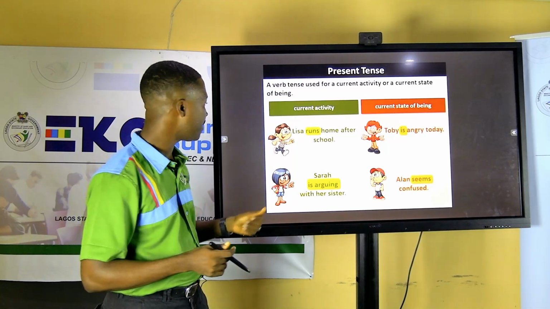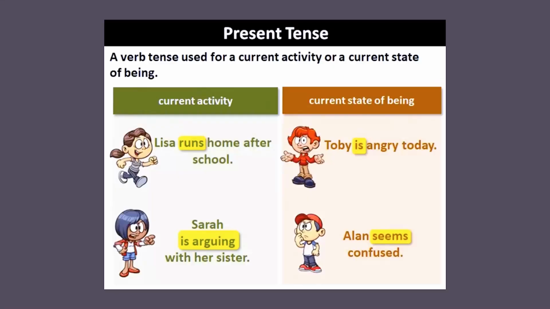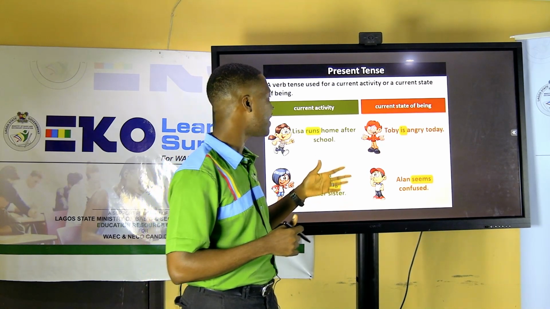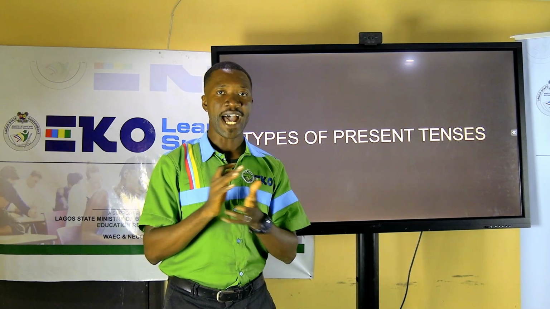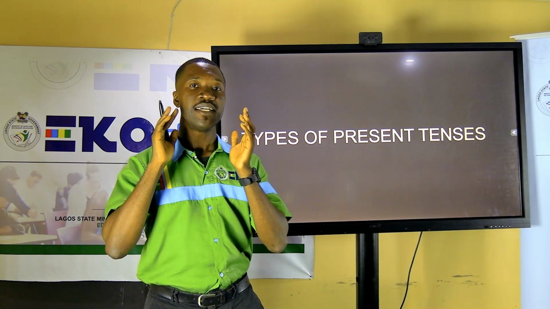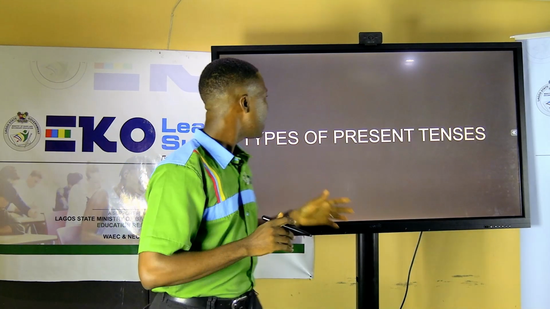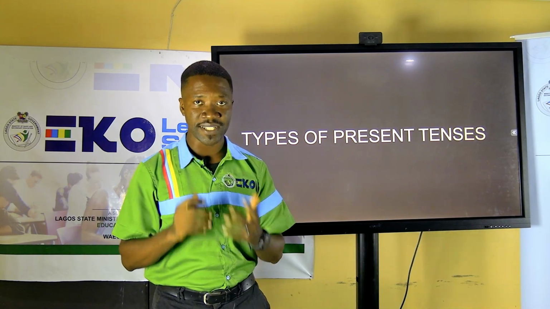For current activity, we can have something like: Lisa runs home after school. Sarah is arguing with her sister. For a current state of being, we say that Toby is angry today. Alan seems confused. Now that we understand what the present tense is, let's look at the types of present tense.